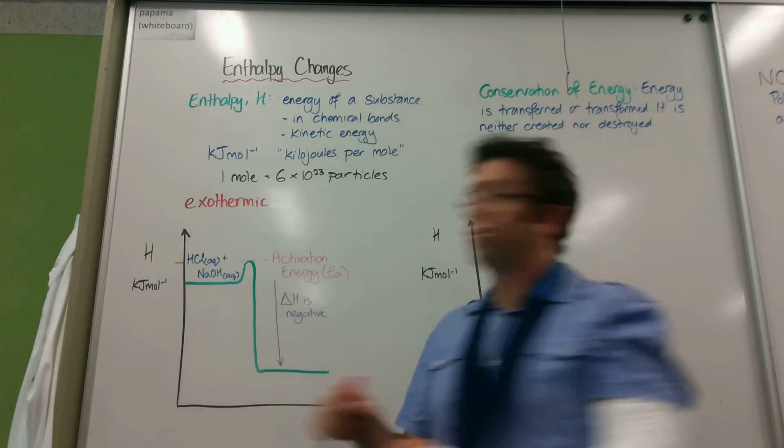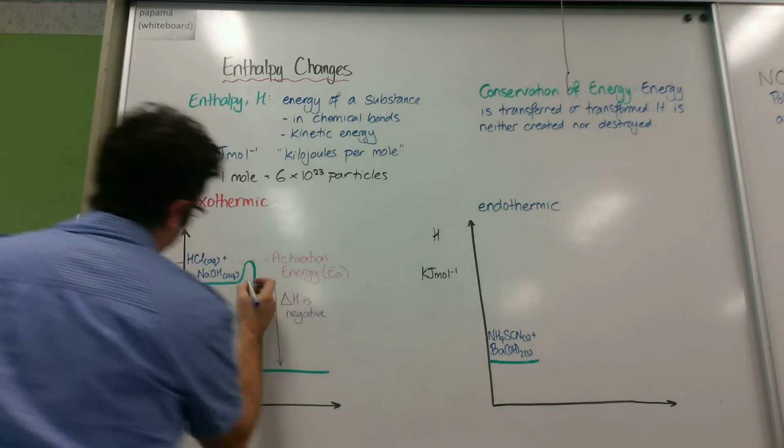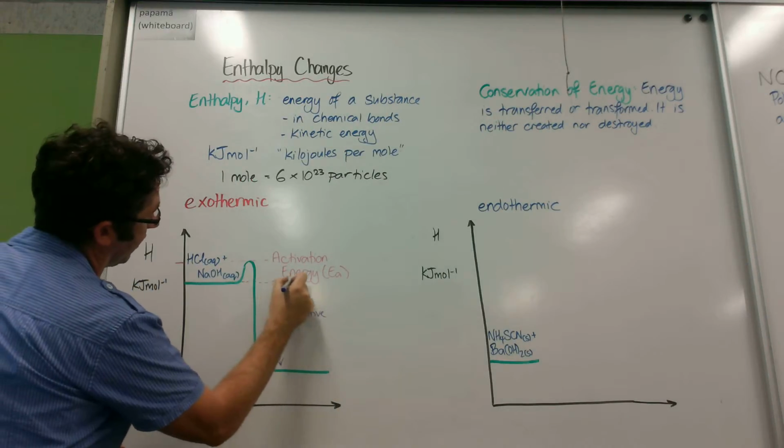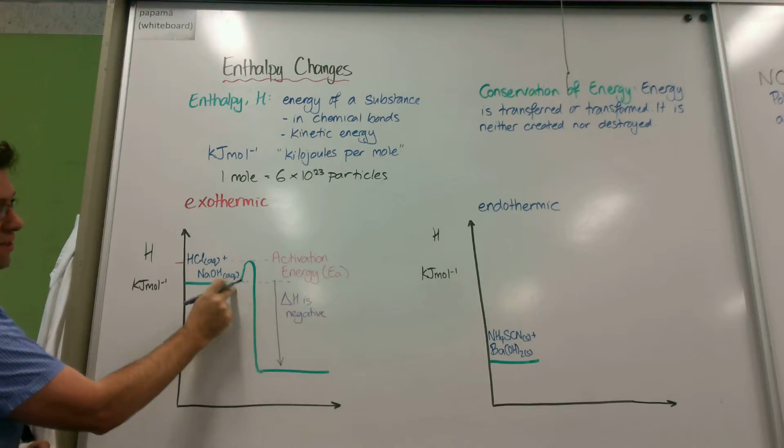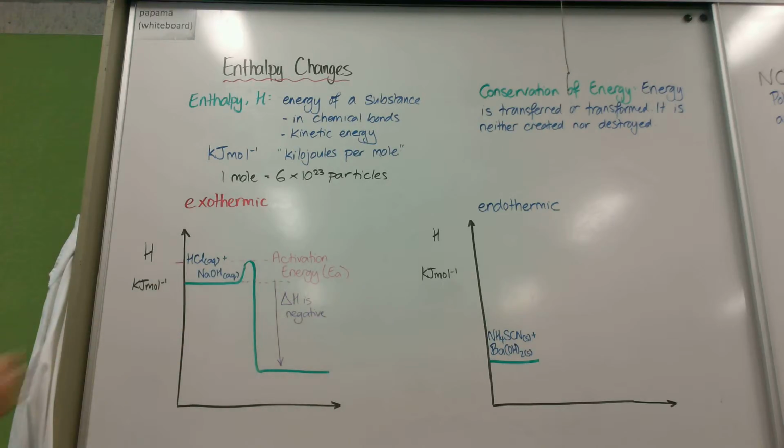Notice that the enthalpy change isn't from this top point, but it's from this point here. Okay, so it goes to this point here, not from this point here. It's negative, which is our important thing for exothermic. Okay. That was a good example.